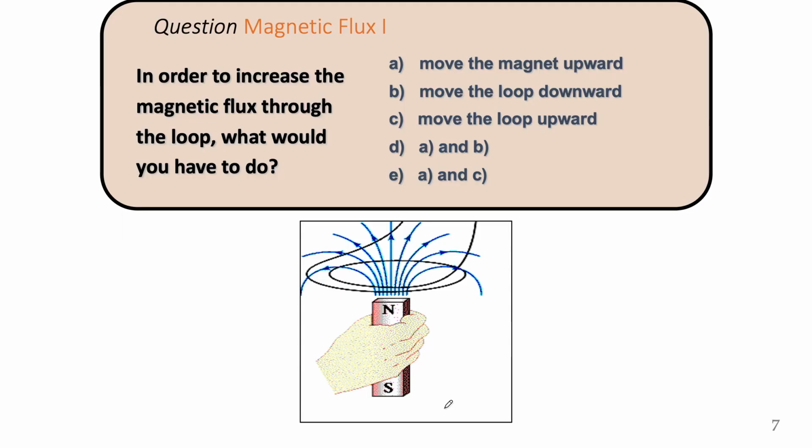Okay, let's look at this question. So you have a wire here, okay? And you have the bar magnet like this. So in order to increase the magnetic flux through the loop, what would you have to do? Push it up, push it down, or move the loop? Which one do you think is the correct answer here?